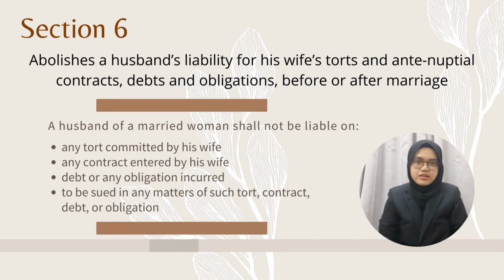Section 6 of the Married Women Act abolishes a husband's liability for his wife's torts and antenuptial contracts, debts, and obligations before or after marriage. A husband of a married woman shall not be liable on any tort committed by his wife, whether it happened before or after marriage. He also shall not be liable for any contract entered by his wife, debt, or any obligation incurred, whether it happened before or after marriage, just because he is the husband of his wife. In addition, he also shall not be liable to be sued or made a party to any legal proceeding brought in any matters of such tort, contract, debt, or obligation.